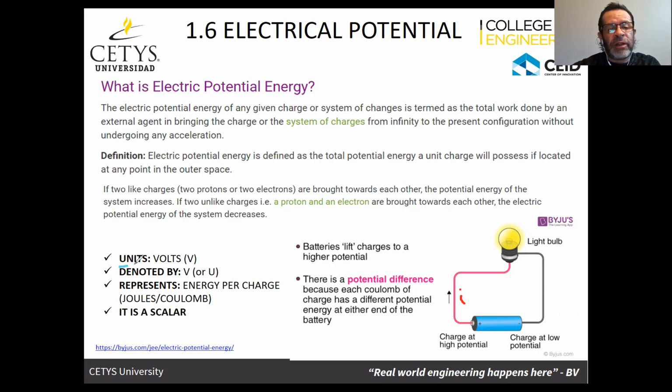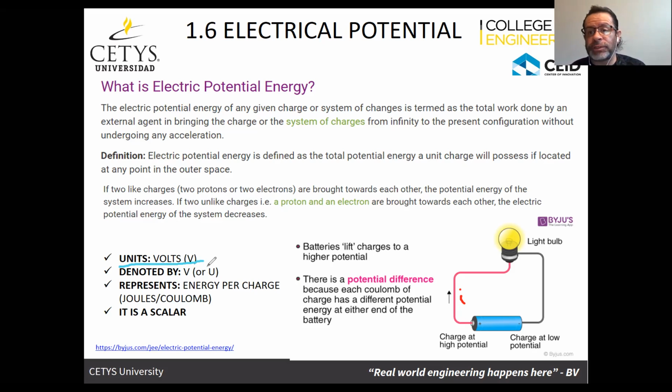The units of potential are volts. It's usually denoted by a V, and sometimes energy is also denoted by a U, but the most common is V, which represents voltage. Voltage is the energy per charge, so it's basically joules divided by coulomb. Any place or anything that has a voltage, the voltage is a reference of the work that can be done to move one charge from one point to another.